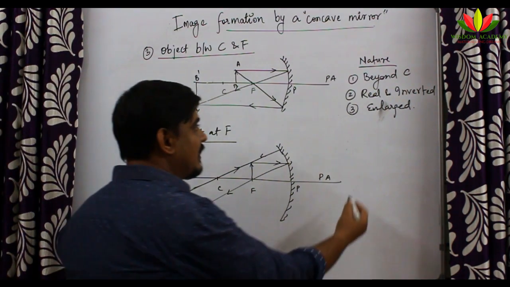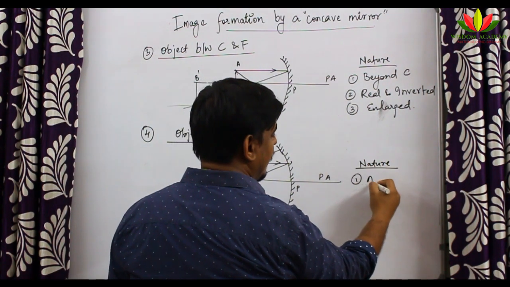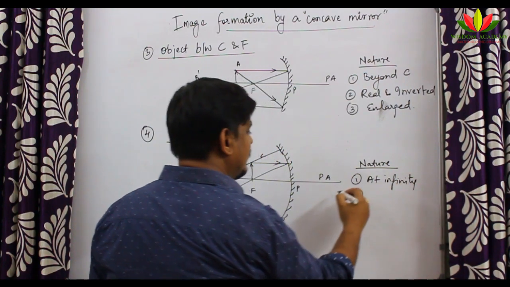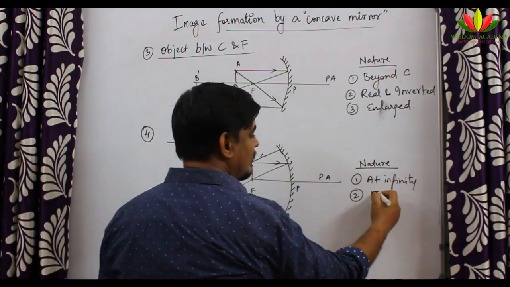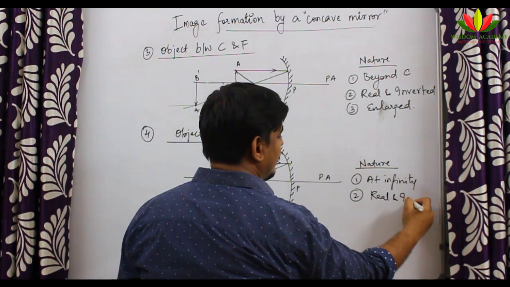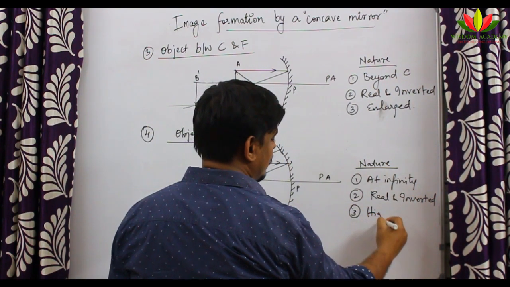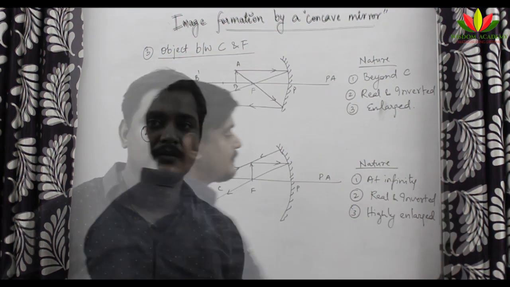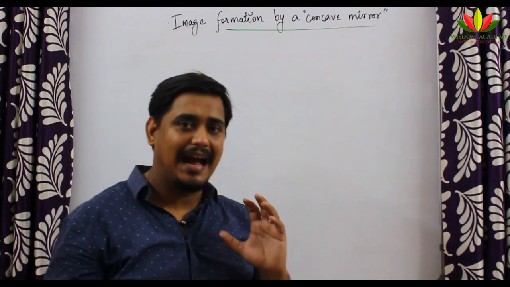So if I write the nature of the image formation, where is the image getting formed? At infinity. What is the characteristic of the image? You can see, since it is forming on this side, I can write very boldly, it is real and inverted. And what is the size? Highly enlarged. Now we have seen how the image was formed when the object was placed beyond C, at C, between C and F, at F.